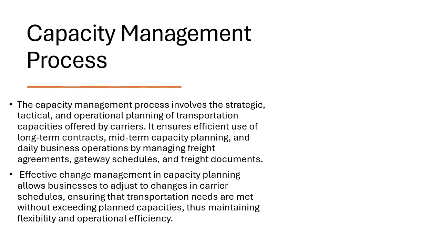The capacity management process is a systematic approach to plan and utilize transportation capacity, which is offered by carriers. It has three primary types: long-term, mid-term, and short-term.